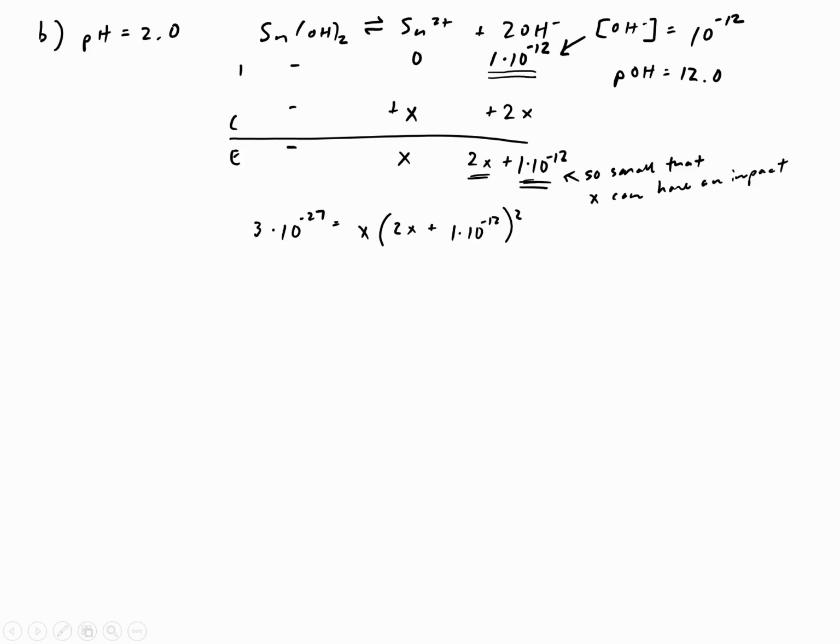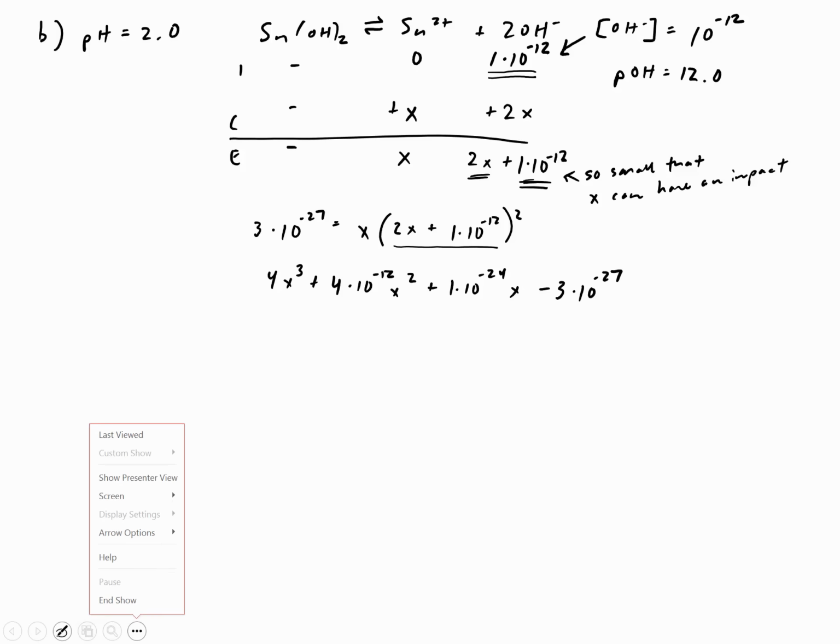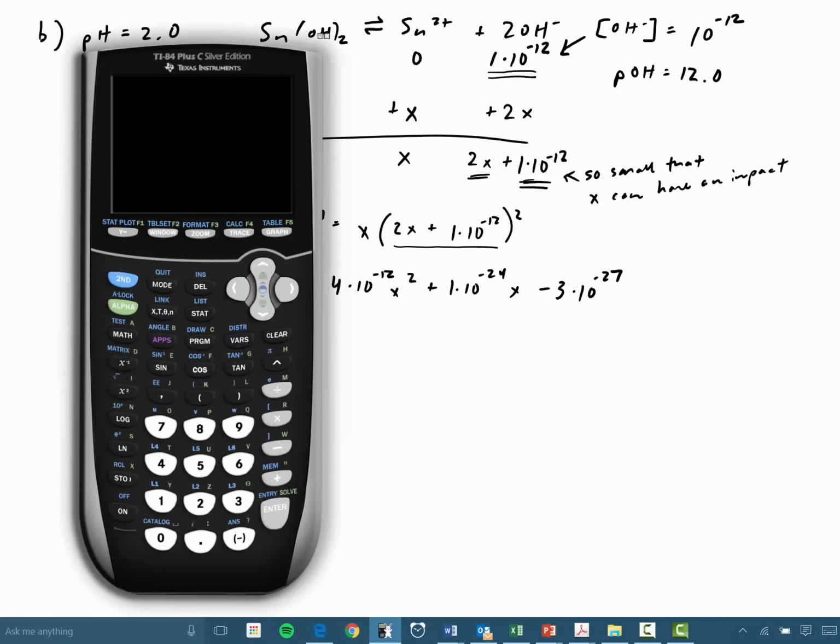Now if I combine all my like terms, distribute, and factor this out, I end up getting 4x cubed plus 4 times 10 to the negative 12th x squared plus 1 times 10 to the negative 24th x minus 3. I did this beforehand because I knew this was going to happen. So let me show you on your calculator how to do this.